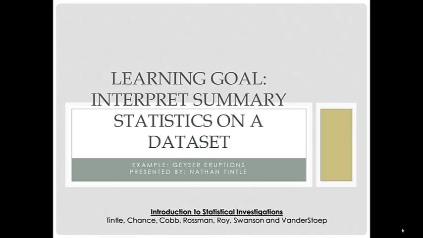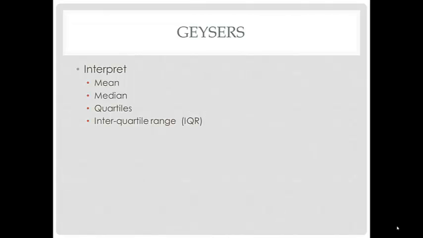In this Learning Goal video, we're going to discuss how to interpret summary statistics on a data set. We will use the Geyser Eruptions dataset to talk about this learning goal. In particular, we're going to talk about the mean, the median, and the new ideas of quartiles and interquartile range.